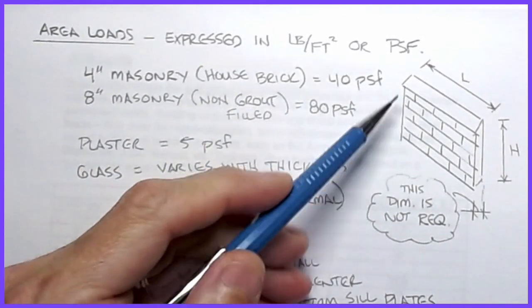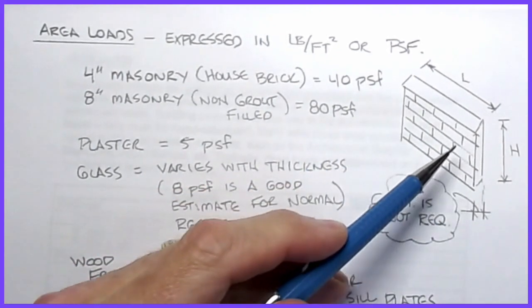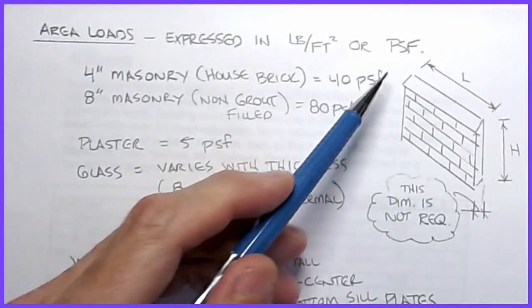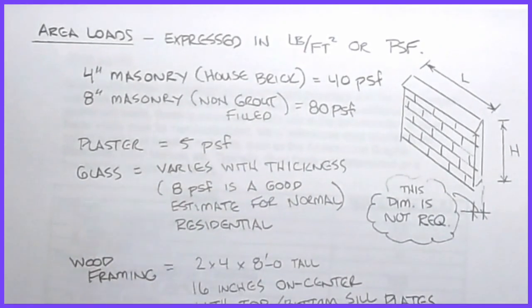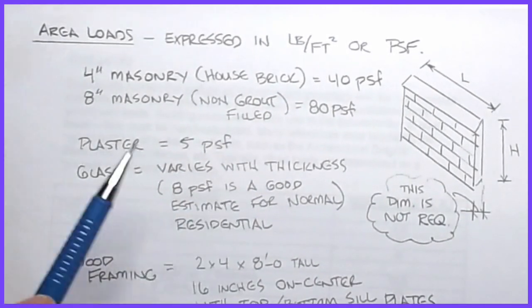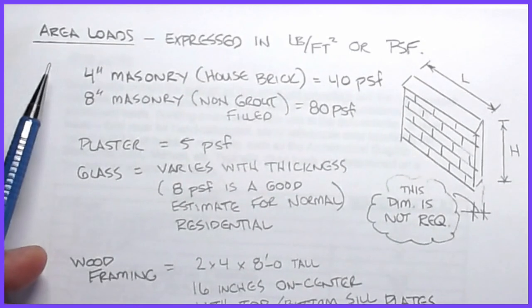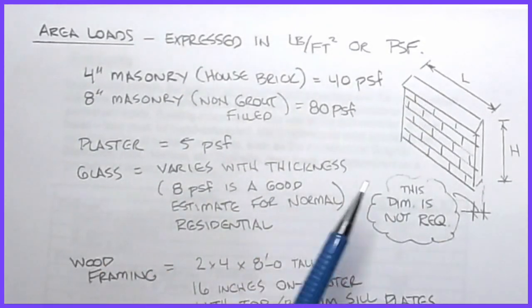I've chosen to show you an example of a wall load, if you will. Maybe the wall is 10 foot high, it's 30 feet long, and it's 8 inches thick. These area loads would be expressed in terms of pounds per square foot.